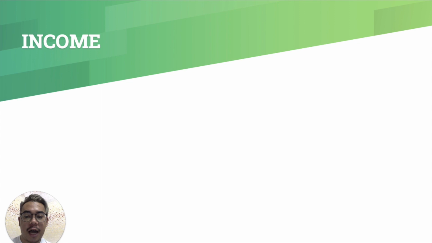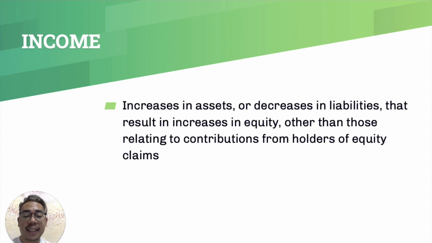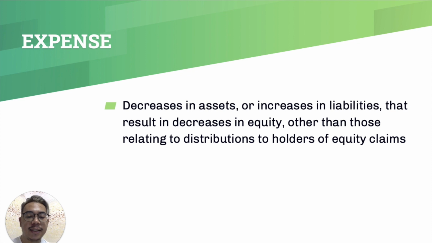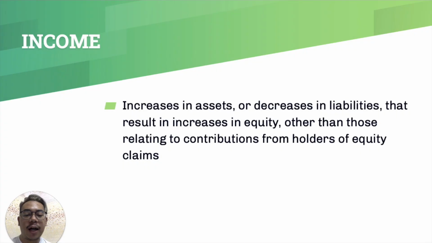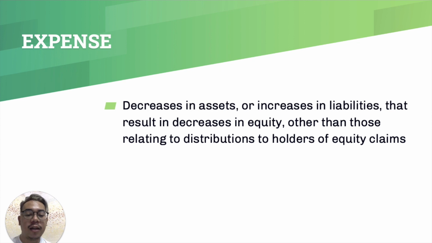Number 4 element is income. So, kailan nagkaka-income? Income are increases in assets or decreases in liabilities that result in increases in equity other than those relating to contributions from holders of equity claims, while expenses are decreases in assets or increases in liabilities that result in decreases in equity other than those relating to distributions to holders of equity claims. So take note, yung income are increases in equity except dung mga kinontribute ng mga owners, at yung expenses are decreases in equity other than yung mga dinistribute natin sa mga owners.